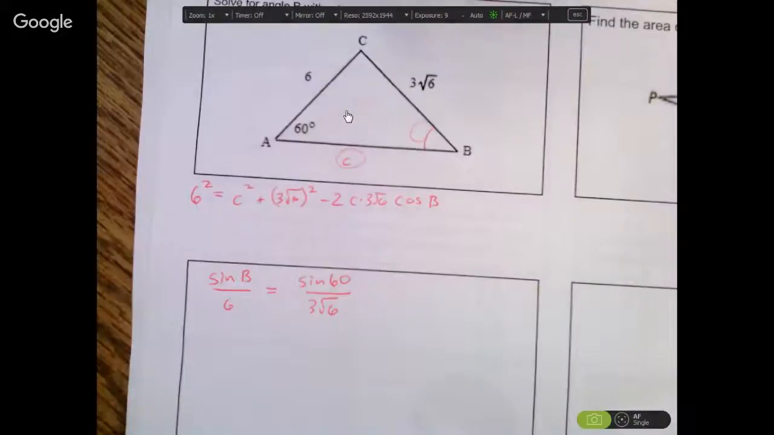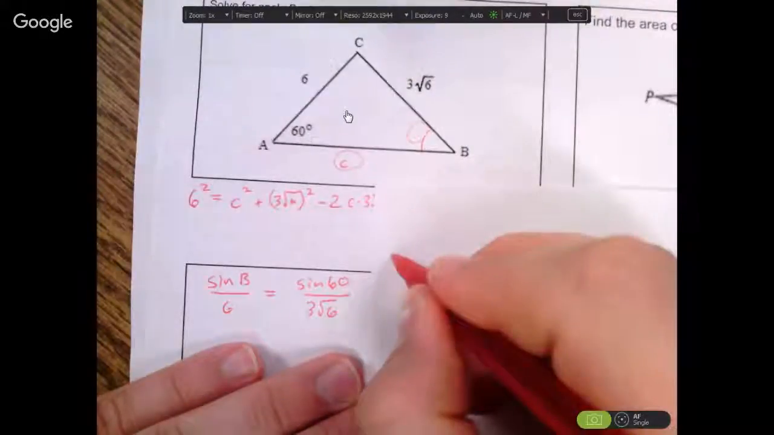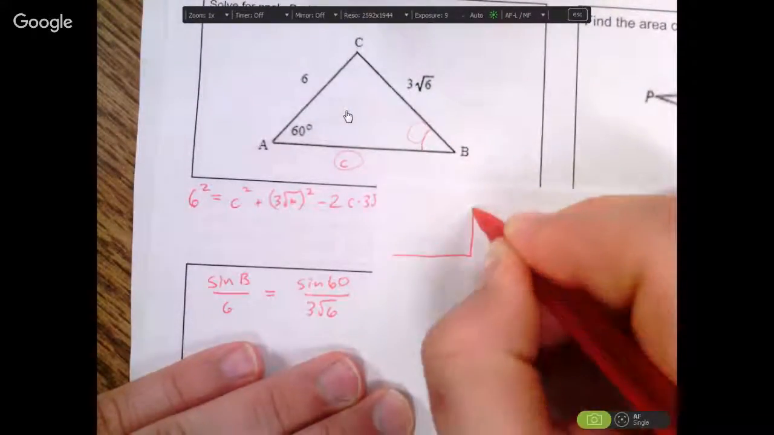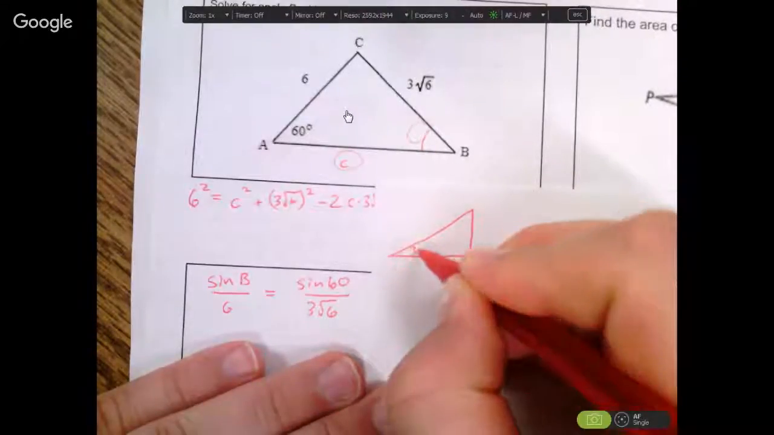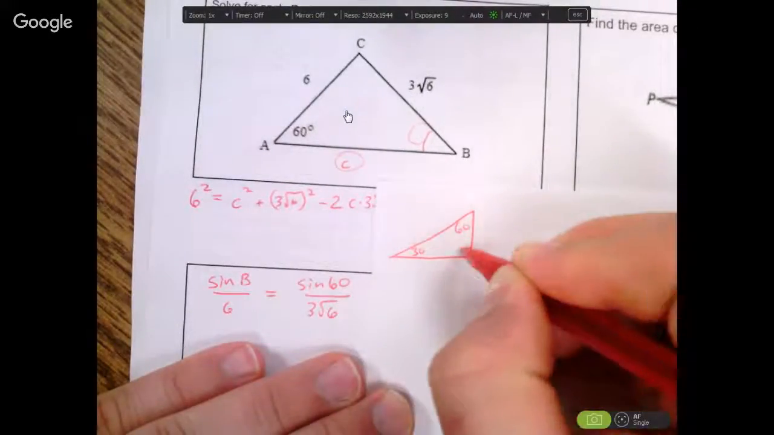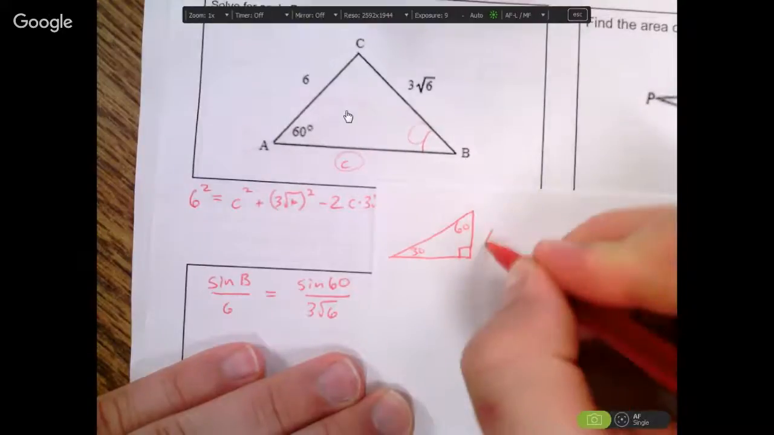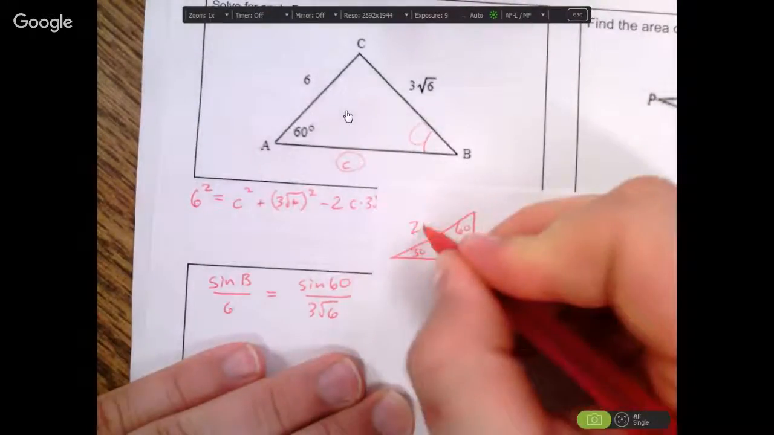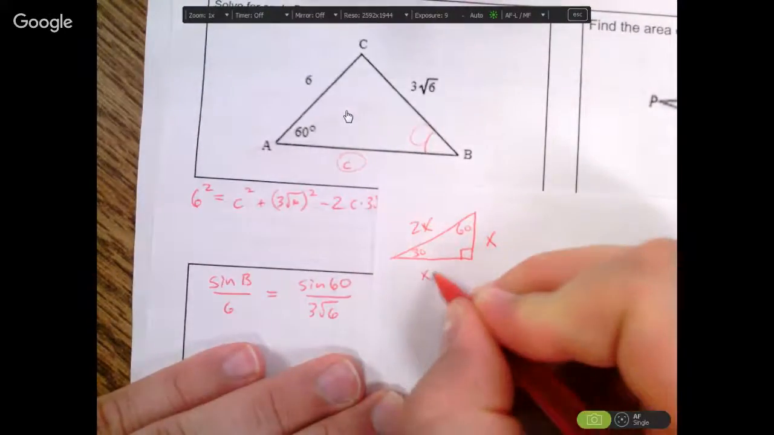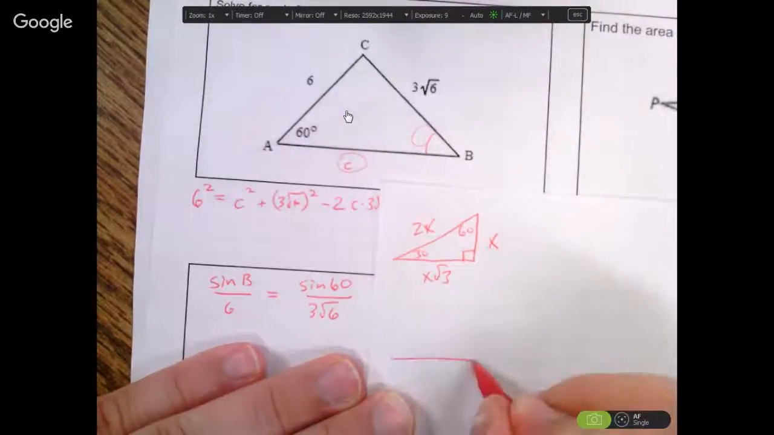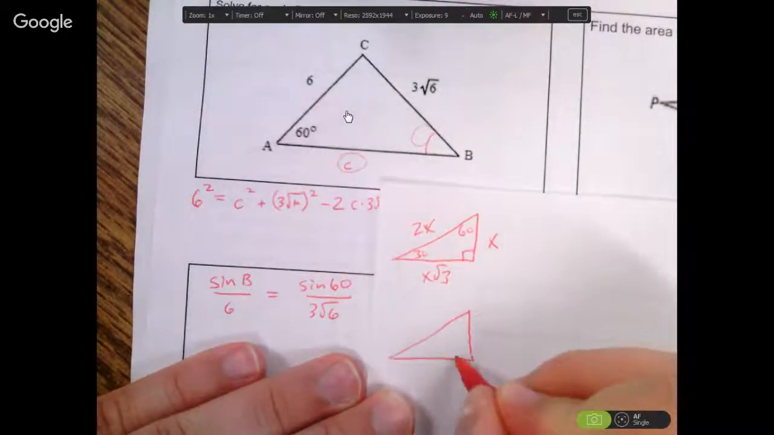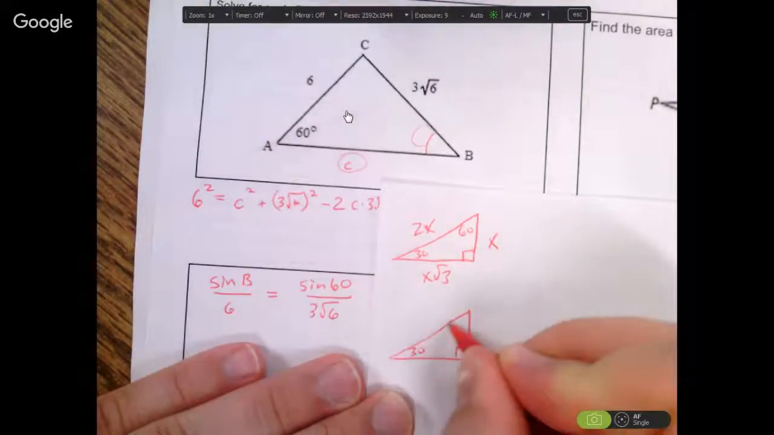The first thing I would expect to see at some point on your test is a 30, 60, 90 triangle, not necessarily to scale, where you're going to say x, 2x, and x square root of 3. You're going to draw a second one, where instead of x, I'm putting in numbers.